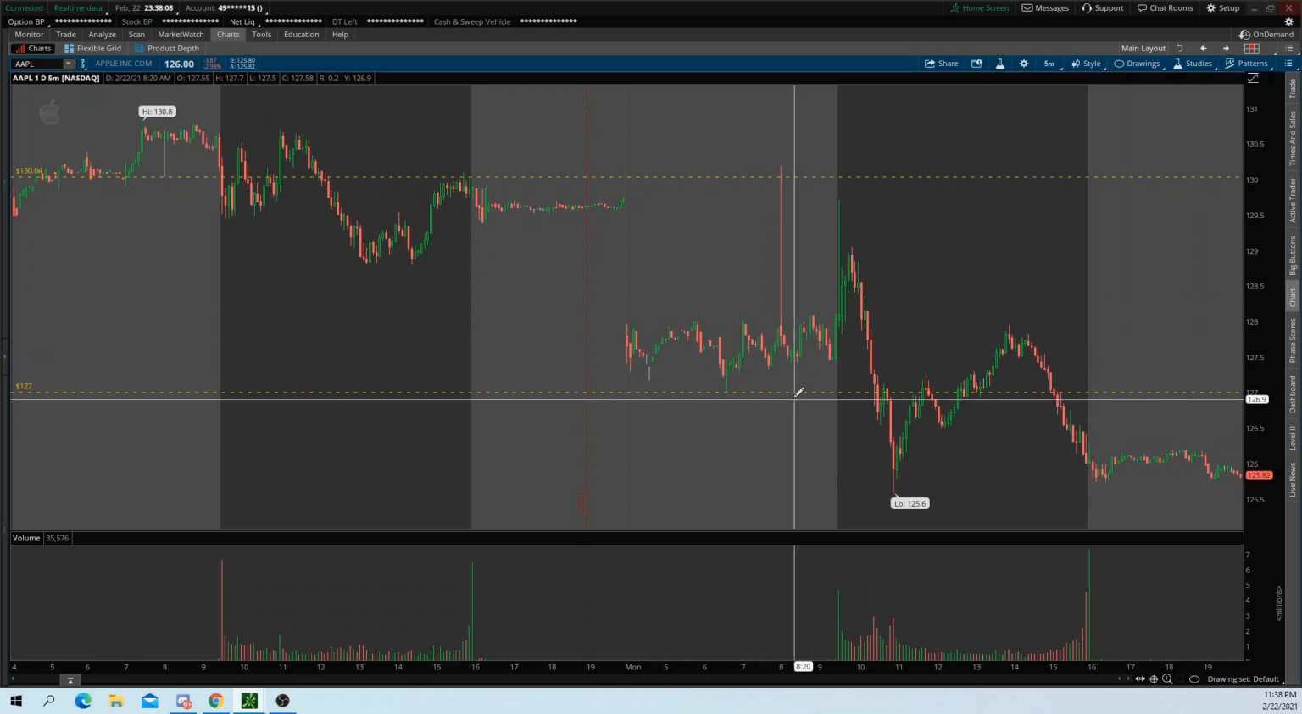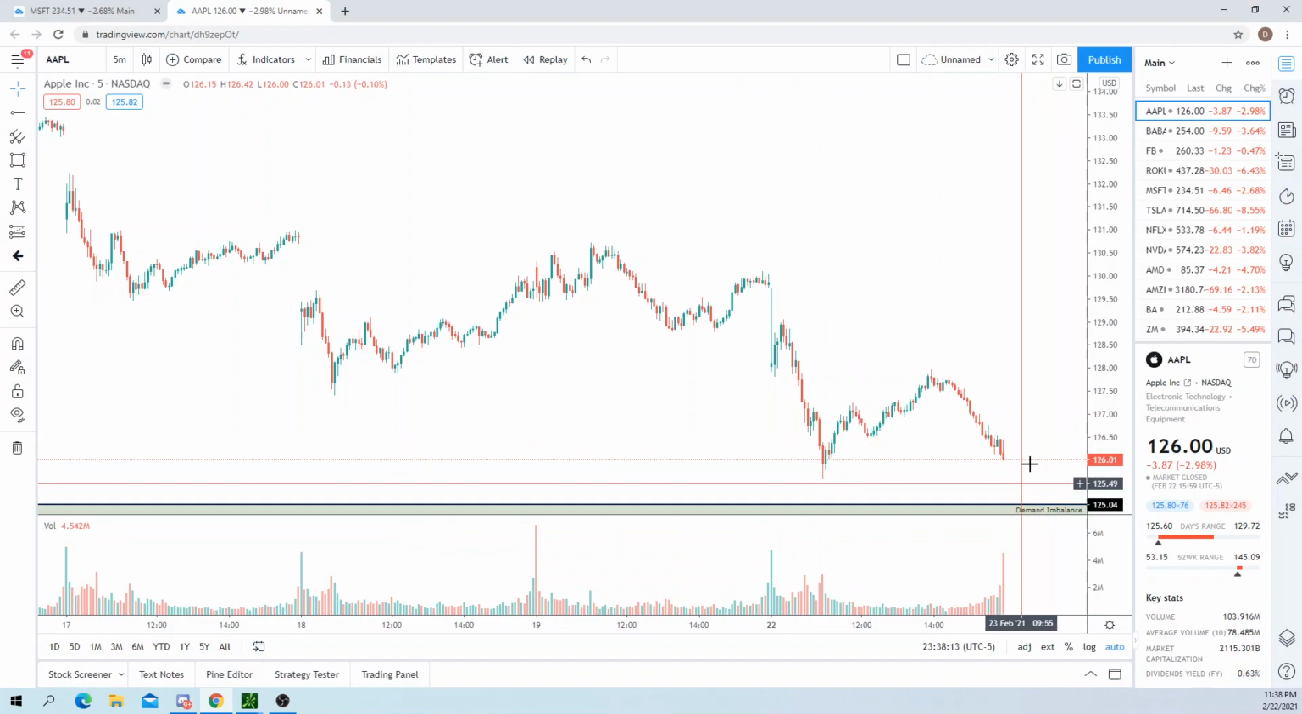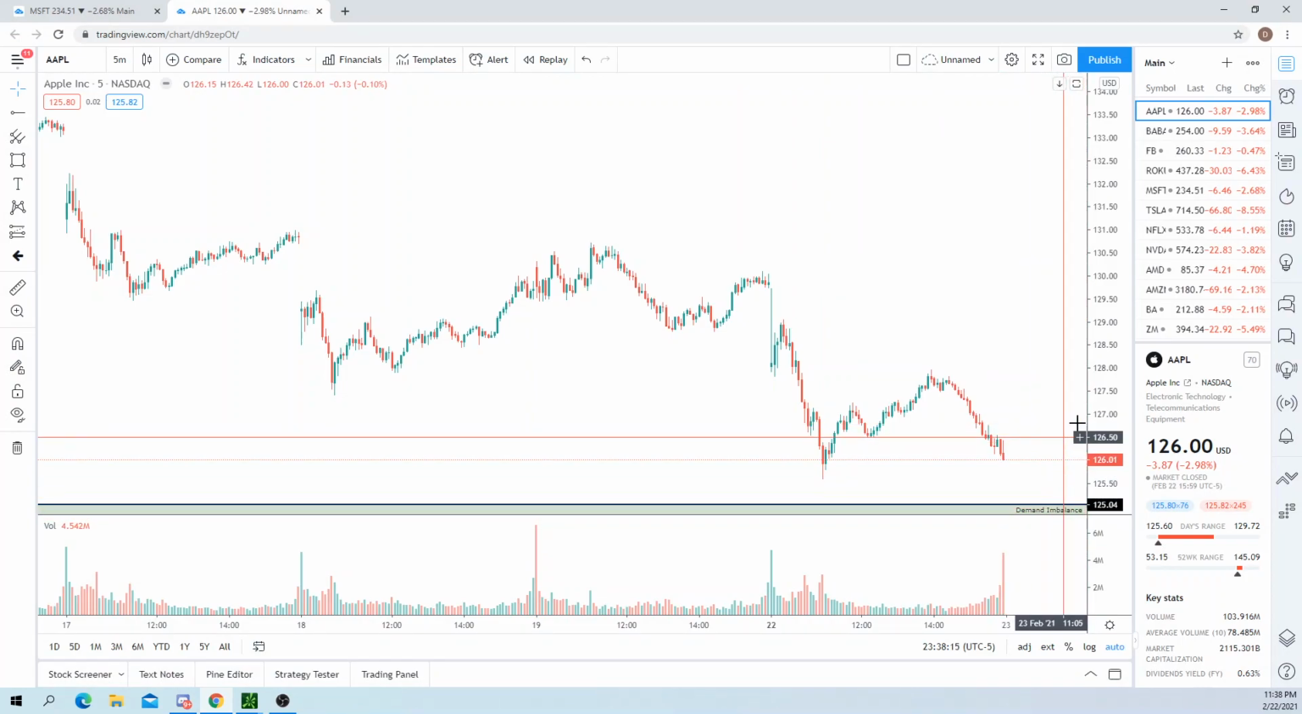Same idea, like I said, the same imbalance strategy, right? This also had a demand imbalance at 125.04, which was my ideal exit point. It did not get there, but like I said, because of my risk management and my ability to scale out of the position, it still ended up being a green trade.